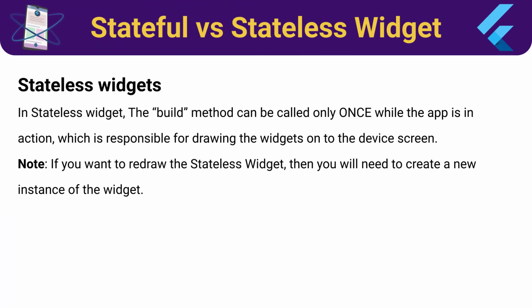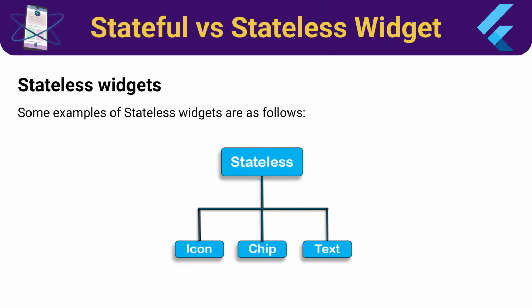In a stateless widget, the build method is called only once while the app is in action, which is responsible for drawing the widgets onto the device screen. Note, if you want to redraw the stateless widget, then you will need to create a new instance of the widget. Some examples of stateless widgets are as follows.